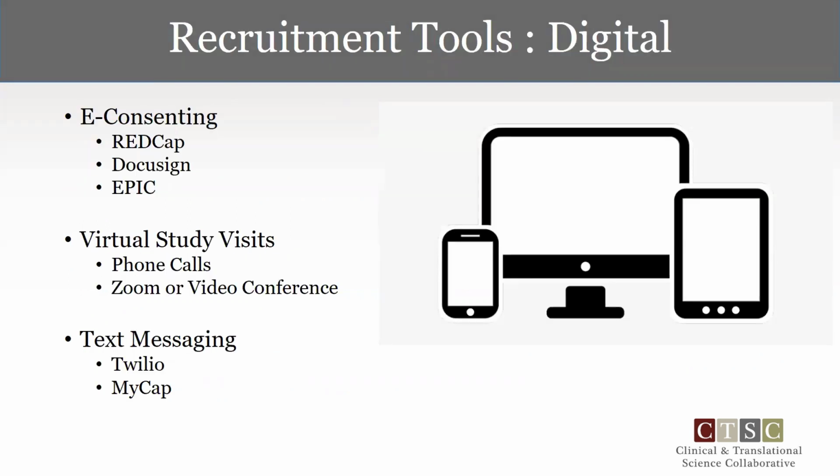Considering the increase of importance, we will discuss some of the more recent trends for digital recruitment. First is e-consent. This can be done through platforms such as REDCap, DocuSign, and Epic. Virtual study visits. As mentioned, many studies are adhering to a hybrid model. So things such as phone call visits or Zoom or video conferencing are great ways to make recruitment easier. Text messaging is a great and easy way to connect with participants. Services such as Twilio and MyCap can make that possible.